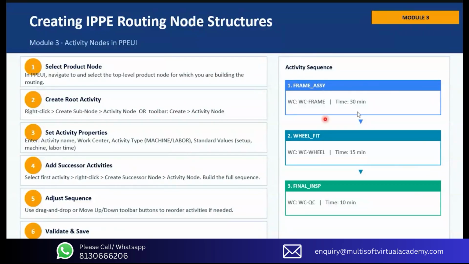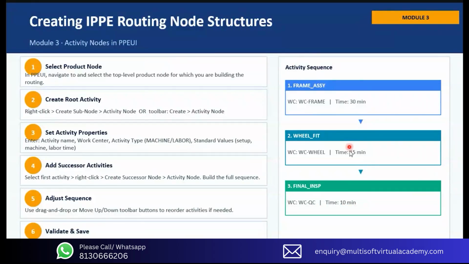On the right side you see this is the activity sequence. From the first is the frame assembly. This is one activity, assembly. Under this activity, we assign a work center, BC, WC frame. Here, how many minutes will it take? 30 minutes. Next is the wheel fit. Wheel fit is another work center, so here you take another activity. Here it takes 15 minutes. Final inspection, with WCQC, takes 10 minutes.